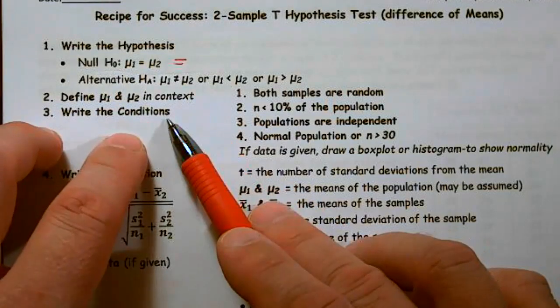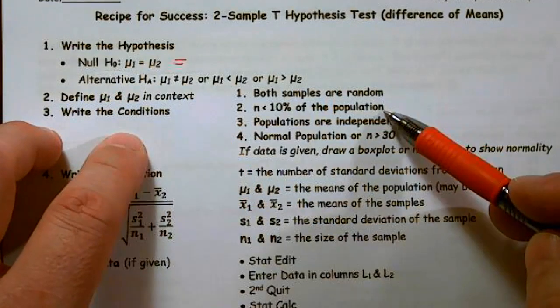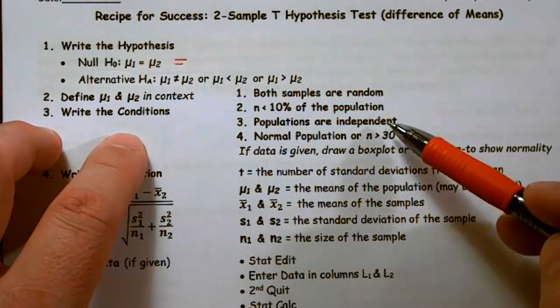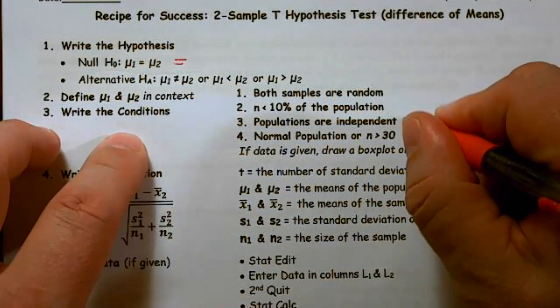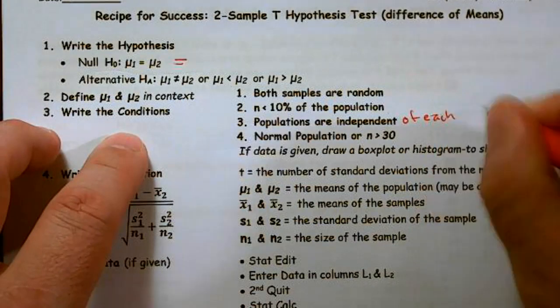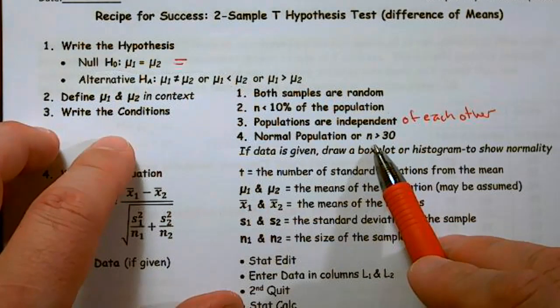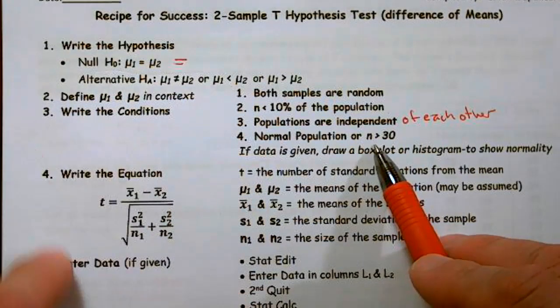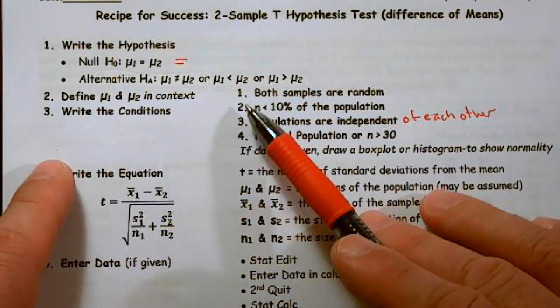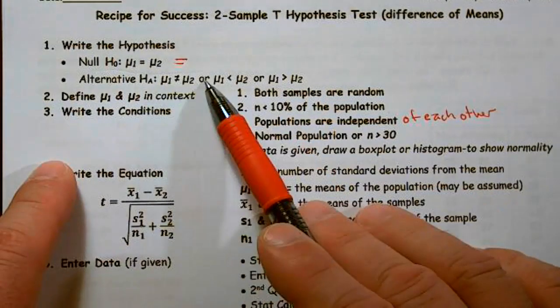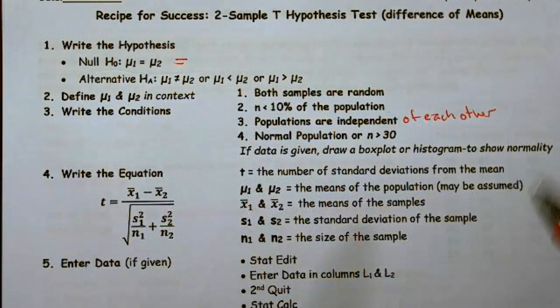Then we get to write our conditions. Both samples are random. That's nothing new. N is less than 10% of the population. Populations are independent of each other. I probably should write that, of each other. And we need a normal population, or N is greater than 30. Now, the bad news is we get to do conditions for both sets of data. We get to do conditions for mu1 and mu2. So you have double the conditions. The same ones, but you get to do it twice.